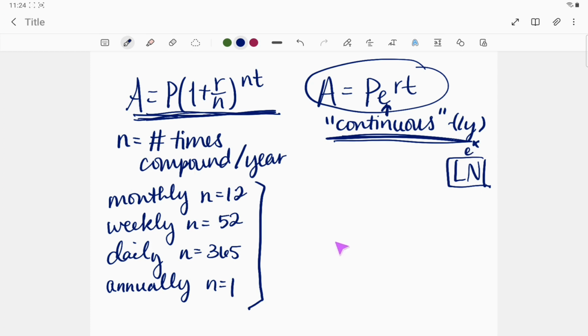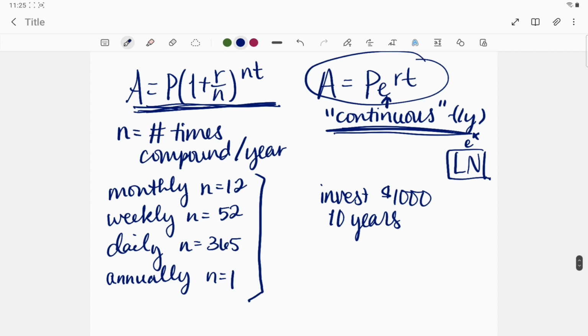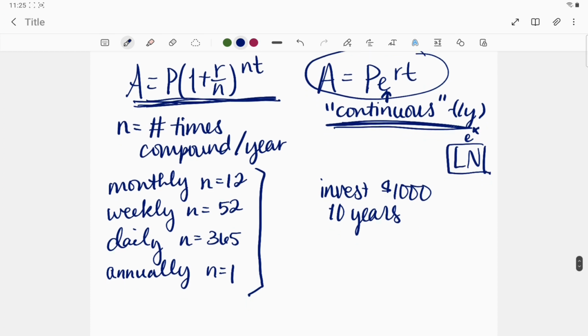So the problem will tell you how much money you want to invest. So let's say we're going to invest $1,000. Let's say we're going to invest it for 10 years. And then we need an interest rate. So let's say the interest rate was 3.5%. They're not real great right now. So let's say those are our rates.